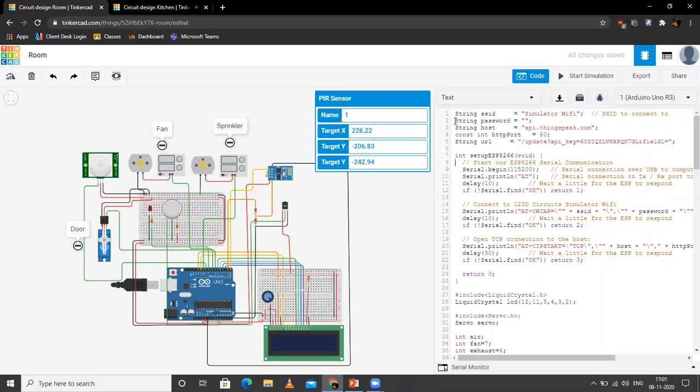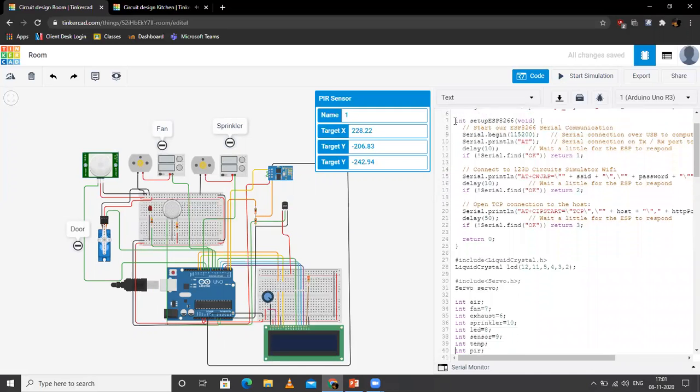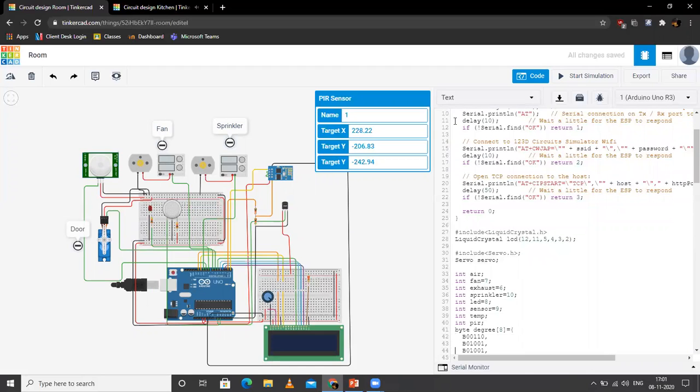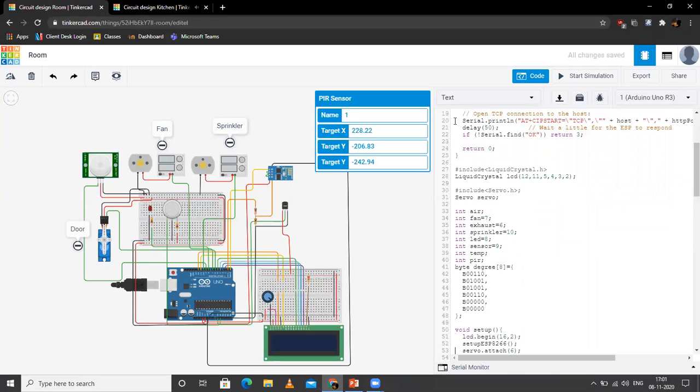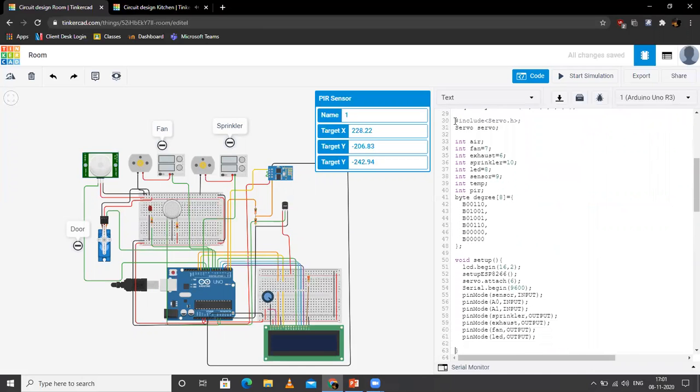We are initiating the Wi-Fi module. Then we are connecting the liquid crystal display, and we are connecting different appliances like the fan, exhaust, sprinkler, LED, sensor, etc. to different pins of the Arduino. The byte degree is used to show the temperature data on the LCD. We are setting up all of these, as we can see.